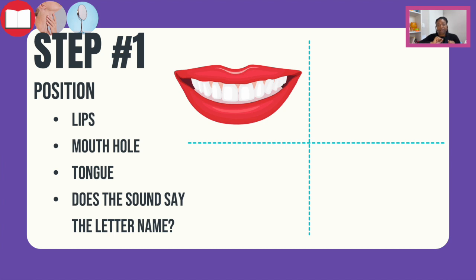This is the lips, okay? The lips are spread, right? Spread. How big is the mouth hole? Not very big at all. I don't know if I say it. I'm trying to say it whispering. Yeah, my mouth hole is not really that big.